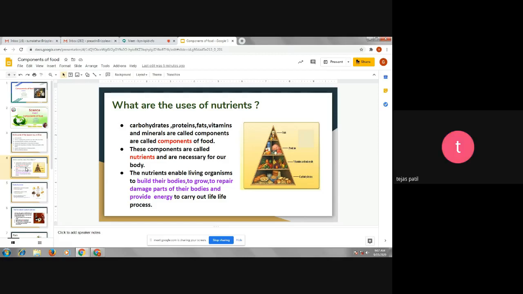So what is meant by component? Components are nothing but the substances which our body needs, and which are present in food. So what are those? Carbohydrates, proteins, fats, vitamins, and minerals. These are the components present in food. And components are also called nutrients.